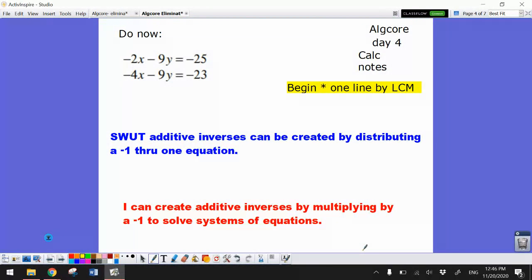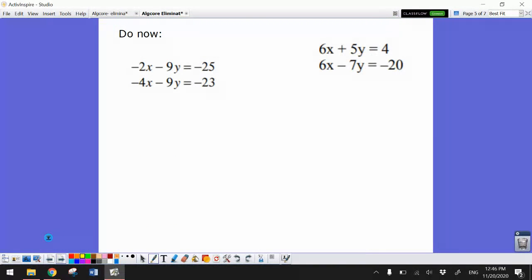So again, solving systems, we're going to be multiplying through by a -1 to create an additive inverse, and we're looking for that ordered pair. So go ahead and hit pause. Go ahead and solve these two equations. See if you can come up with the answer, and I will catch up with you.